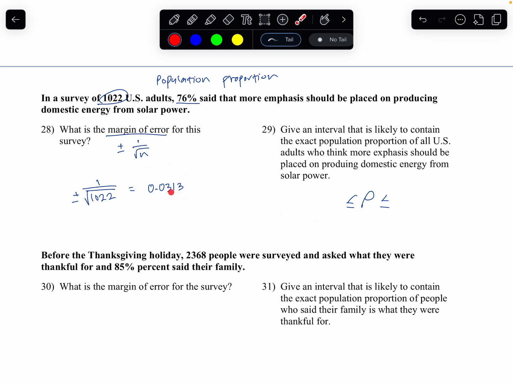And so this would be 3.13%. So I'm going to add that to here. We're going to do 76 plus 3.13, and I get 79.13%. And then I'm going to do 76 minus 3.13, and I get 72.87%. And so the exact population proportion we think is somewhere between these values right here.